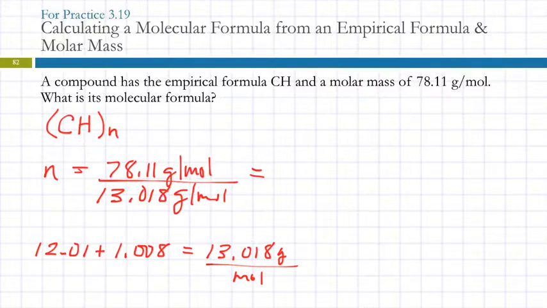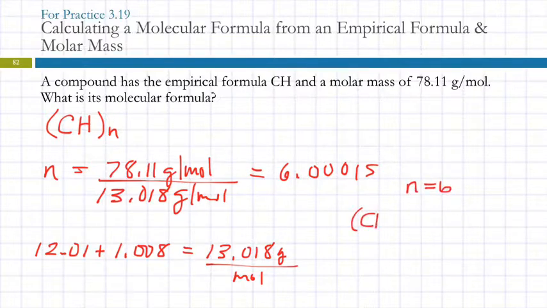78.11 divided by 13.018 is 6.00015. There's no need to multiply this. If it doesn't come out to a whole number, you did something wrong. It's always going to come out to a whole number. So n equals 6.